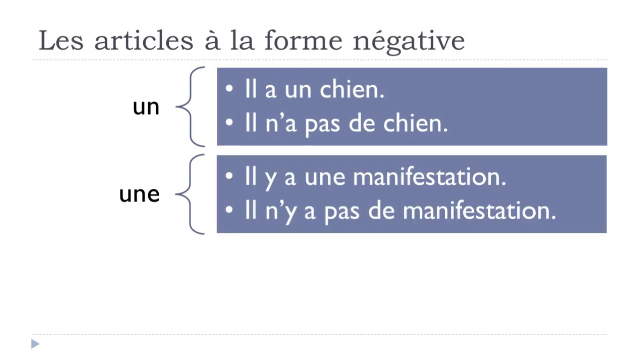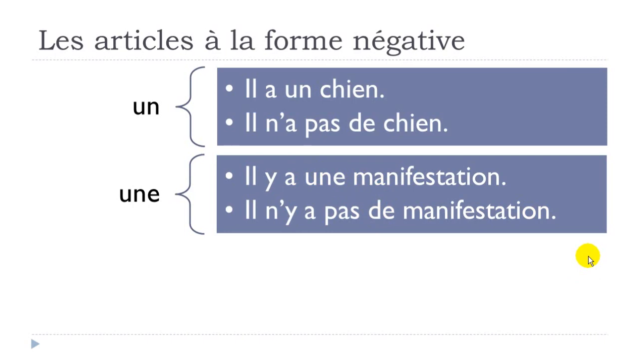Okay, so let's see the example for the feminine form now. Une. Il y a, there is, remember, une manifestation, demonstration, il y a une manifestation. So if we want to put this sentence at the negative form, il n'y a pas de manifestation. So you can see that this article une becomes de at the negative form.